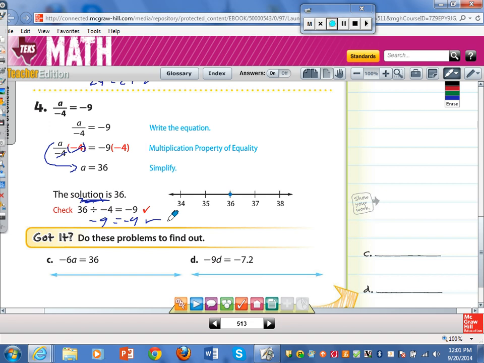Okay, this would have been your y divided by -4 equals -9. Okay, so go ahead and do the got it problems by yourself by looking at the examples, and then you'll be ready to solve more problems like this, real world problems, tomorrow during class. Thank you.